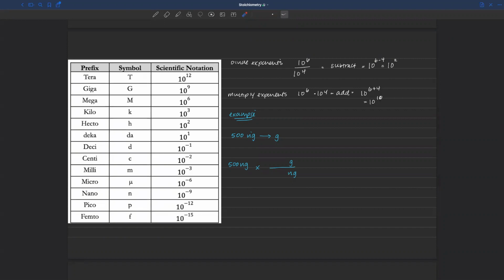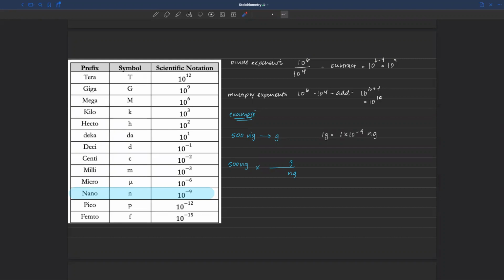So now we have to basically use our table here and find nano. So nano corresponds to 1 times 10 to the minus 9. That means it is that much smaller than a gram. This is the conversion for 1 gram. So 1 gram is equal to 1 times 10 to the minus 9 nanograms, like that.